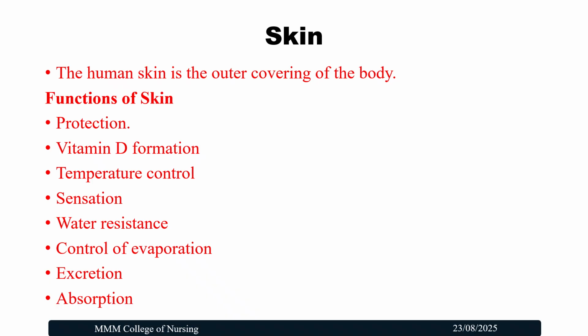Coming to the skin. The human skin is the outer covering of the body. The functions of the skin are protection, vitamin D formation, temperature control, sensation, water resistance, control of evaporation, excretion, and absorption.